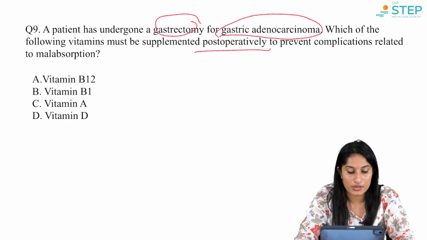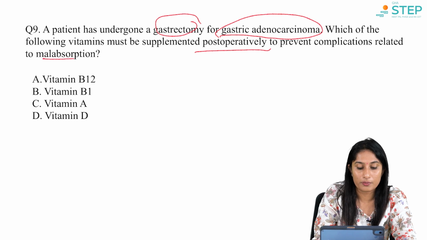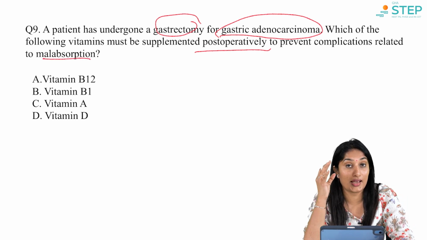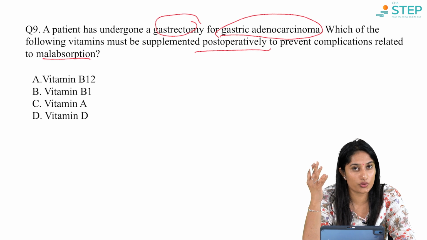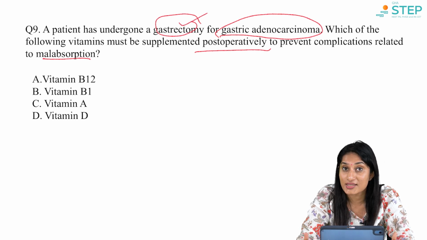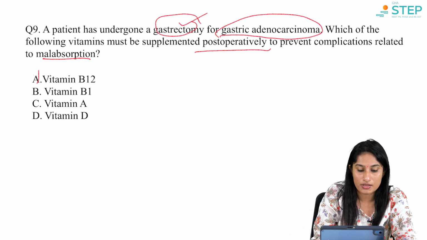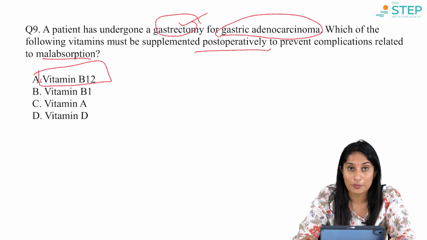When we look at the options, we have vitamin B12, B1, vitamin A and vitamin D. Normally when we see the word malabsorption, we think of the ADEK vitamins, because they are commonly associated with fat malabsorption. But is this the case here? No. We have to think that the person has undergone gastrectomy, removal of the stomach. Which of these vitamins has a role of the stomach in its absorption process? So the correct answer is option A, that is vitamin B12.